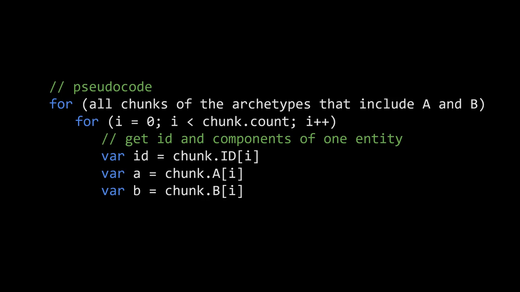Assuming our query matches multiple chunks, yes, we do have to jump between chunks, and the data within the chunks is split across separate arrays, but as long as we access only a few components in the loop, we still get near optimal memory access. Unlike with the game object structure, our data is not scattered everywhere throughout memory, and we waste very little memory bandwidth accessing data we don't actually need in our loop.